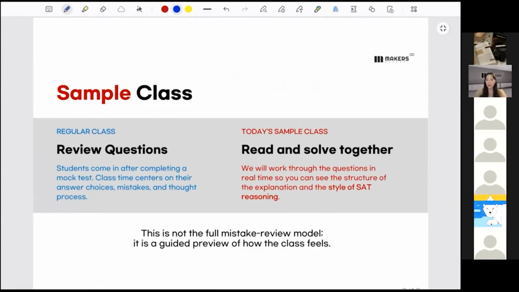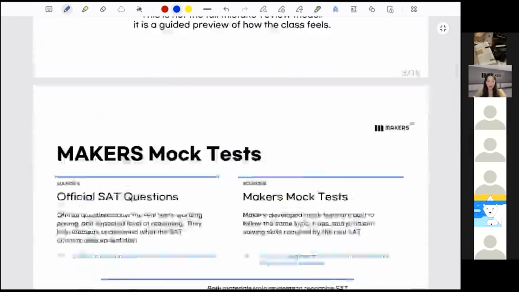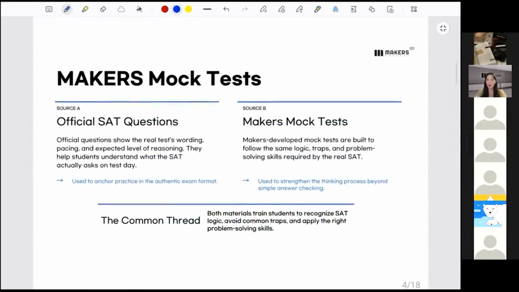So today's session won't necessarily reflect how we review your actual mistakes, which is how we do it at Makers, but it would rather serve as an introduction to my teaching and explanation style. And for today's class, I selected questions from the real SAT exam. So these are past paper questions.